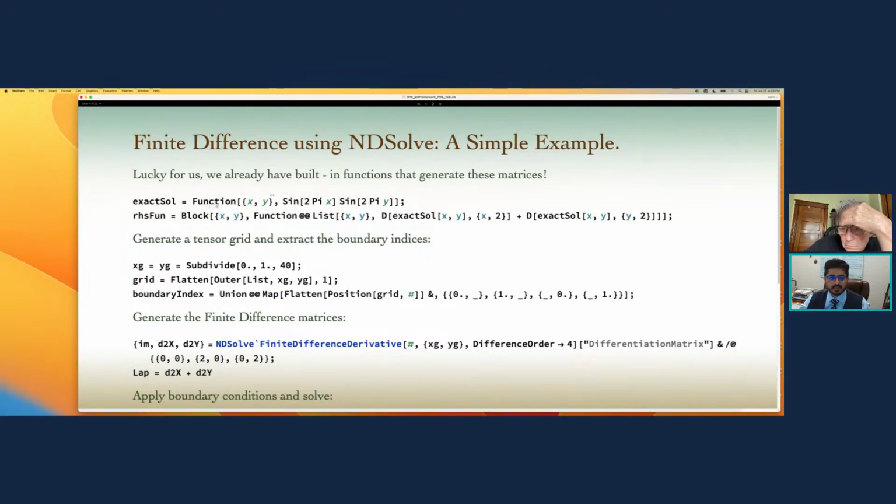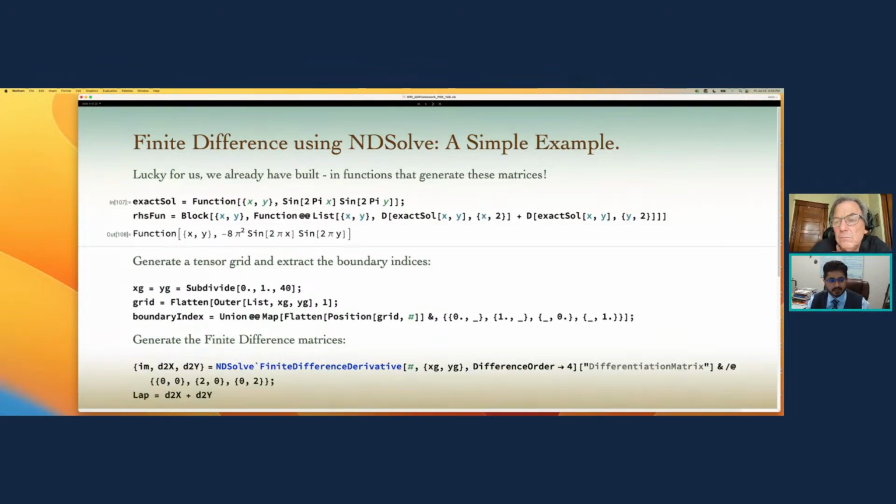Here we have an exact solution. We're going to solve a partial differential equation, which is an elliptic PDE, in 2D. I have the exact solution, and I'm just going to construct the right-hand side from the exact solution. I'm going to divide the X and Y grid, which goes from 0 to 1, into 40 grid points in the X and Y directions, and just generate a grid.